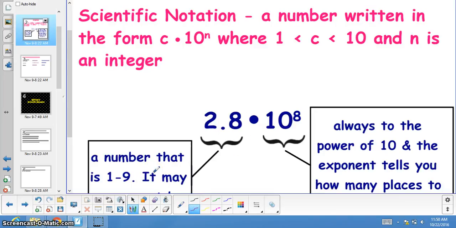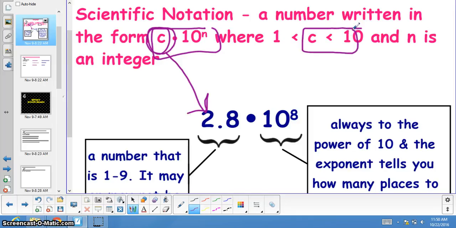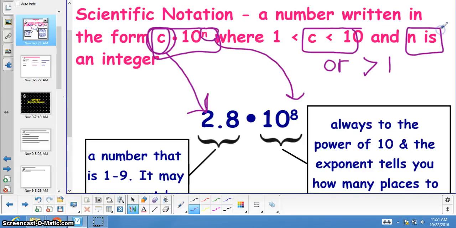Scientific notation is the form C times 10 to the n power. C is this type of example, 2.8. And C is always less than 10 or greater than 1. And we'll look at more of it. N is your exponent. Your exponent is always an integer.